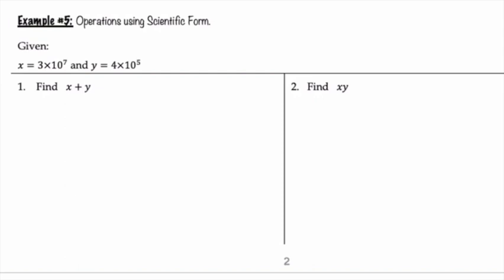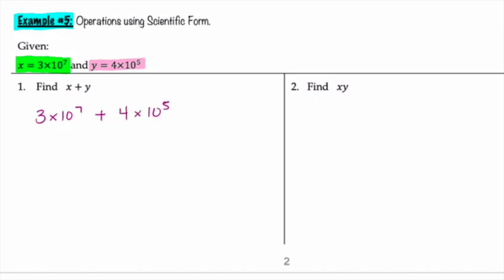All right, let's look at example number 5. Here we are going to be doing operations using scientific form. We have been given x to be 3 times 10 to the 7th power and y to be 4 times 10 to the 5th power. Number 1 wants us to add x and y. So I'm going to set it up.